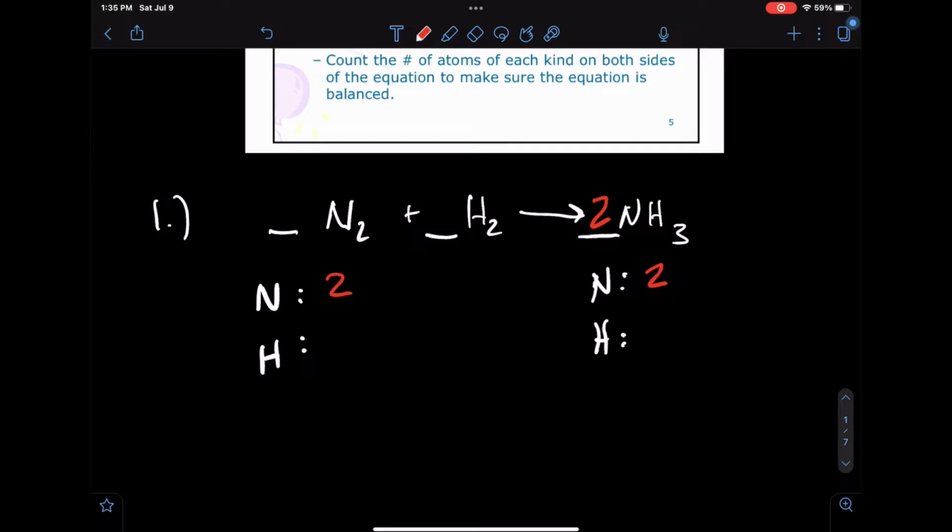Adding the 2 on the right side with the NH3 is going to make our hydrogens now 6. So we need to balance that out on the left-hand side by adding a 3. And just like that, the numbers match. We have 2, 2, and 6, 6. Since we didn't put anything on the N2, that's just going to remain 1. So the correct balanced equation for number 1 is 1, 3, and 2.